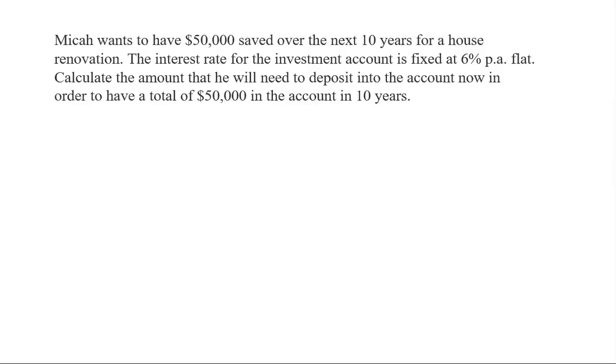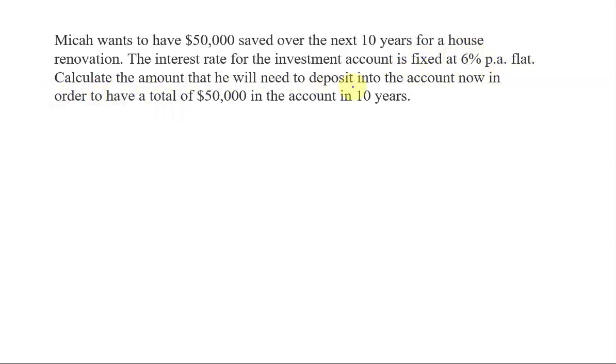Here's an example of calculating the amount that would need to be deposited to earn a certain amount of interest and accumulate a certain value after a given period of time. Micah wants to have $50,000 saved over the next 10 years for a house renovation. The interest rate for the investment account that he will use is fixed at 6% per annum flat.